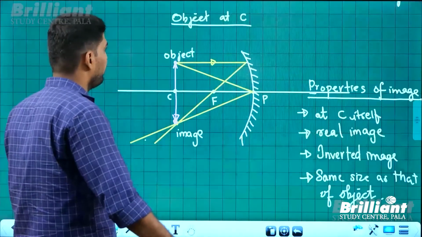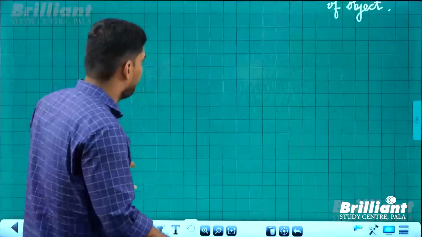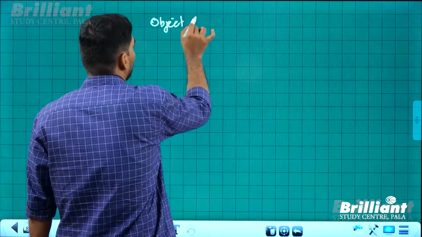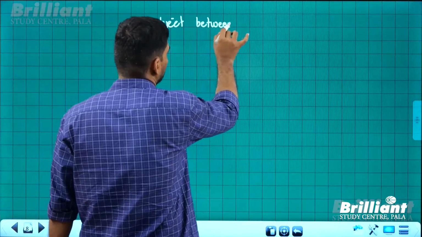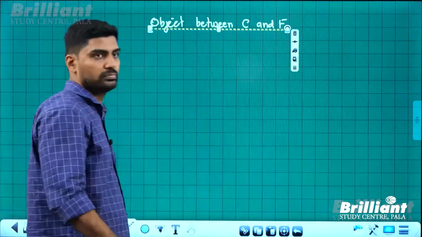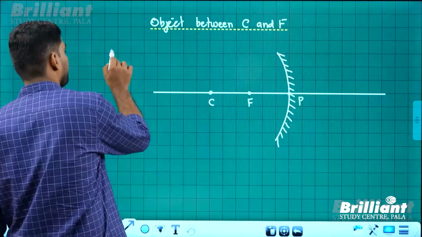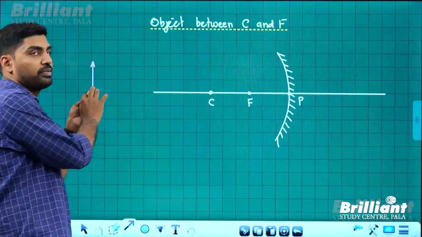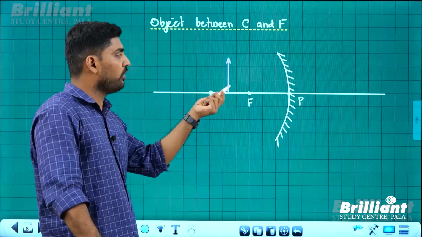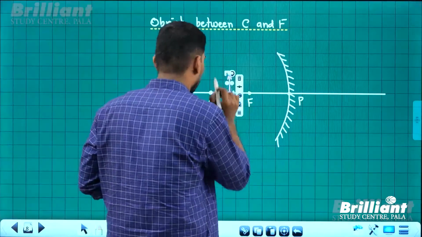Let us look at the next possibility. This is the object at C. Now let us again bring this object closer to the mirror, that is, object between C and F. In the first case the object was very far away from the mirror, then it was moved to beyond C, then we moved it to C, and now we are going to move it to a position between C and F.